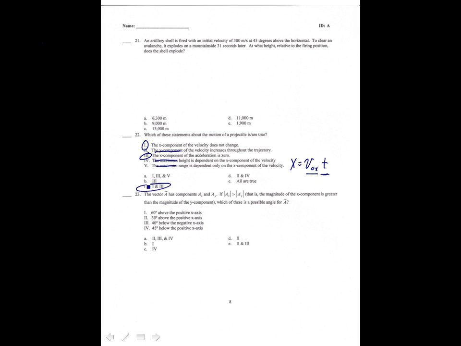Alright, the vector A has components AX and AY. If AX is greater than AY, which of these is a possible angle for A? So the magnitude of AX is greater than AY, so we know that this angle has to be less than 45 degrees. That's going to get rid of 1. 2 is a possible answer. 3 is a possible answer. And 4 is not, because it has to be less than 45 degrees. So the answer is 2 and 3.